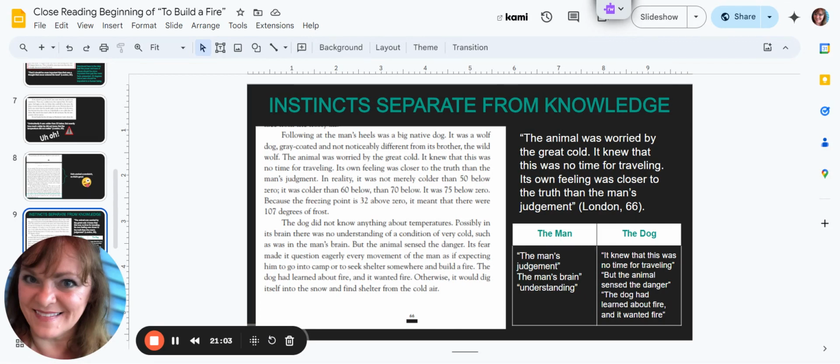And then I made myself a little chart down here: man versus dog. The man's judgment, the man's brain, understanding, versus the dog that is instinctual. It senses danger. It had learned about fire. It wants fire. It knew instinctually that it was no time for traveling.